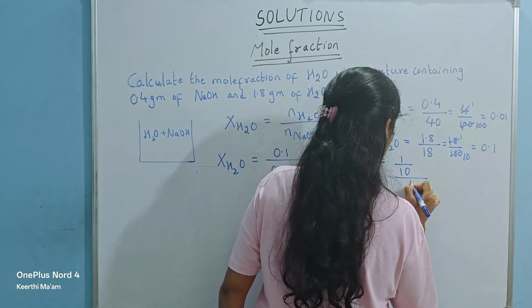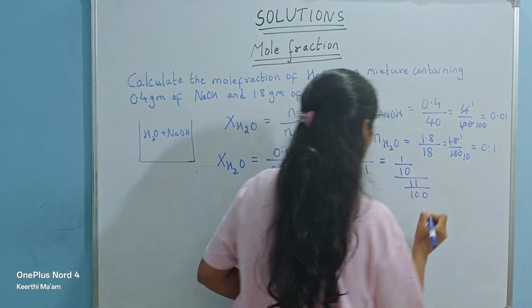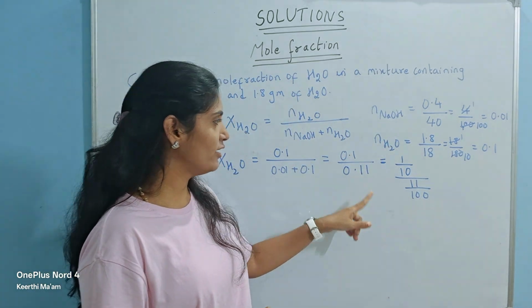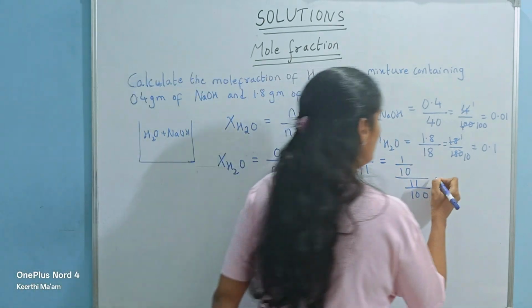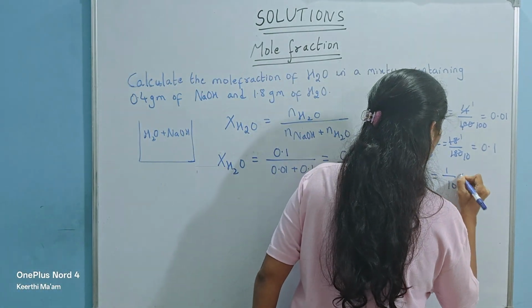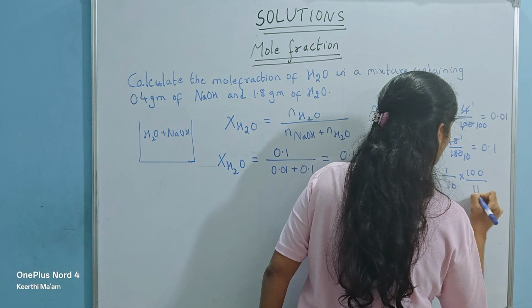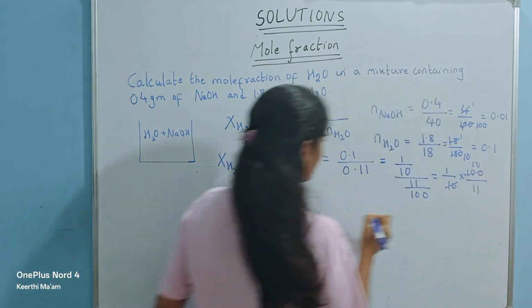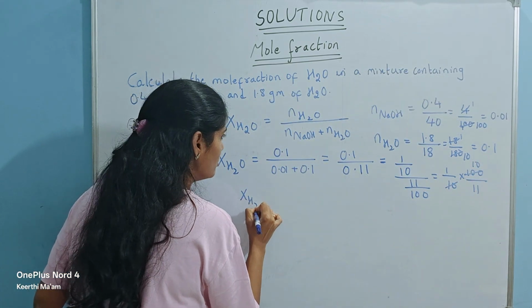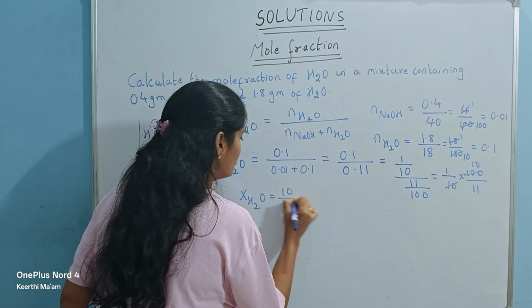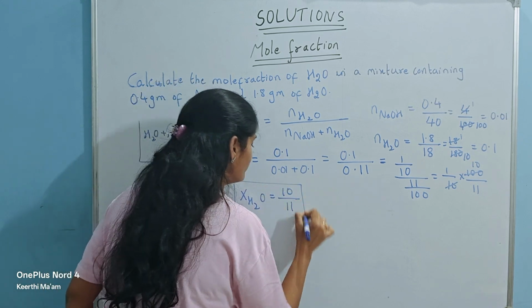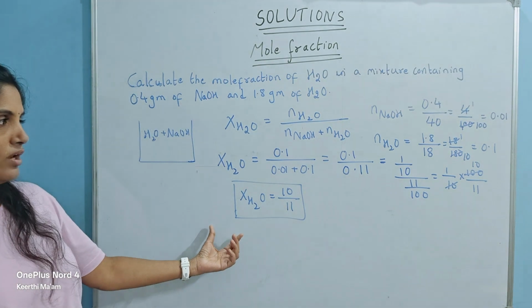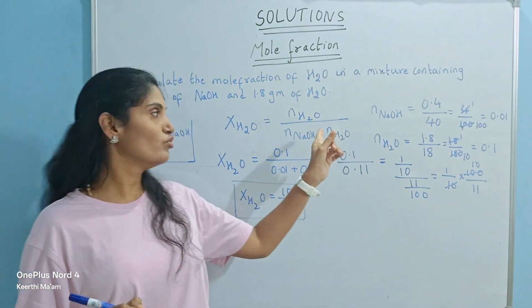Okay, divided by 11 by 100. This I am writing as 1 by 10 divided by 11 by 100. Now you can write it as 1 by 10 into 100 by 11. Okay, 10 will go 10 times. So what is the mole fraction of water here? Mole fraction of water is equal to 10 by 11. So this is the mole fraction of water I got by calculating it using the formula.